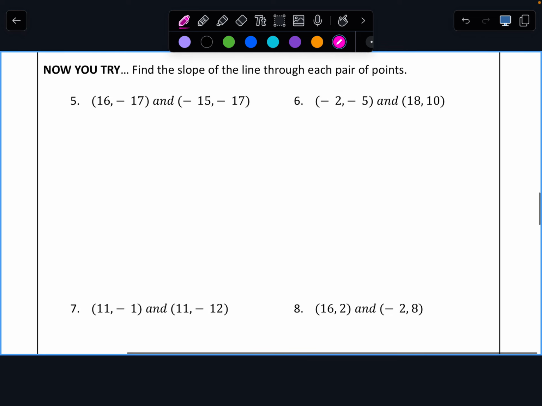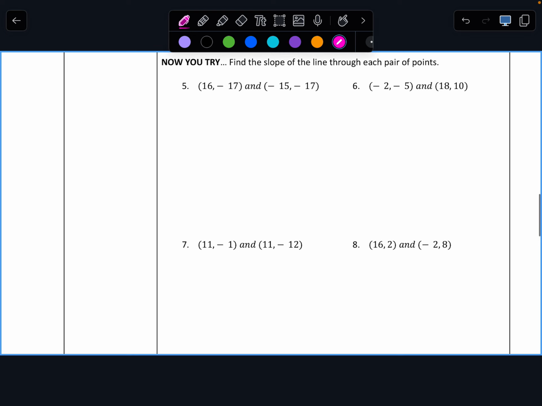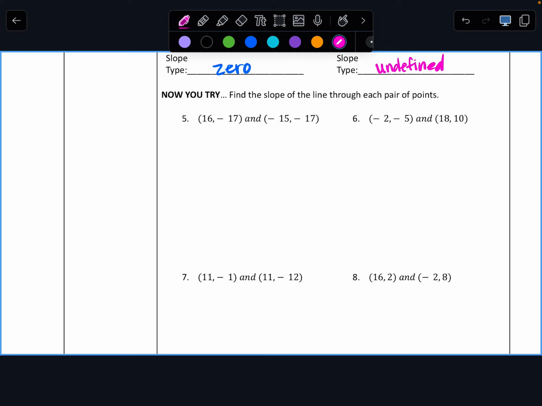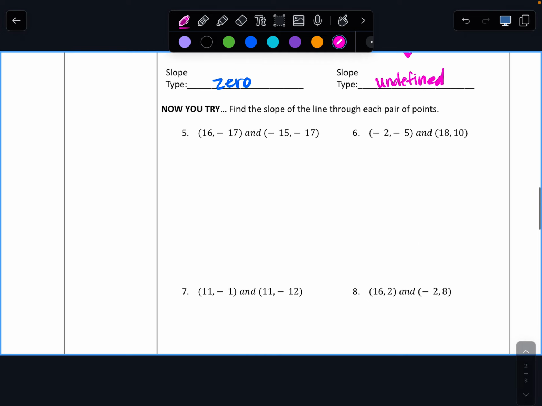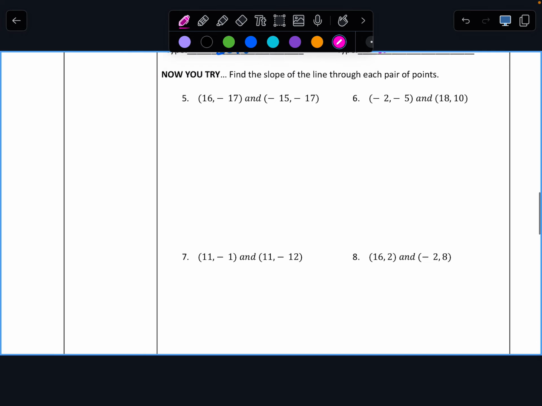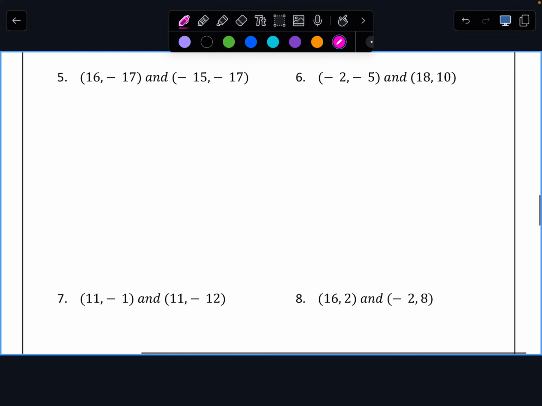Okay, now I want you to pause the video and do these 4 problems, and then come back and see if you got them right. Pause the video, do these 4 problems, and come back and see if you got them right. Okay, hopefully you have done the problems now and we can solve them.